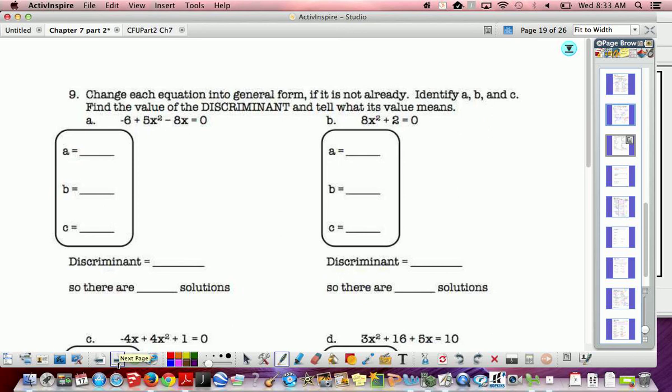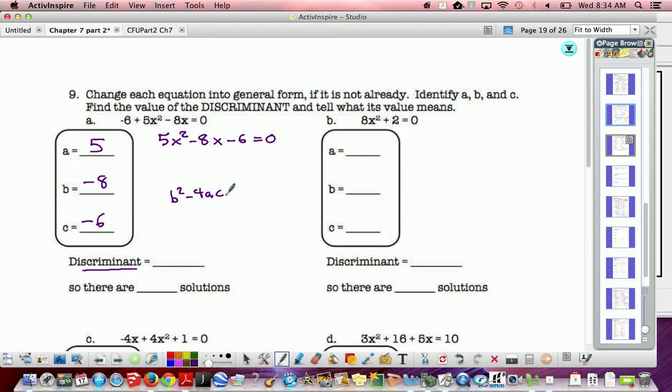It says, in number 5, change each equation into general form, if it's not already. Identify a, b, and c. Find the values of the discriminant, and tell what the value means. On the first one, it's just not in order, so we're just going to rewrite the order of it, which is very important to help you identify the a, b, and c. So a is 5, b is -8, c is -6. Again, a is always the number in front of x squared, b is the number in front of x, and c is the constant. Now the discriminant, that's the b squared minus 4ac part.